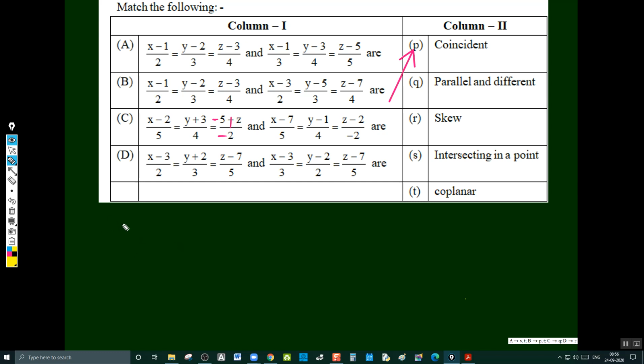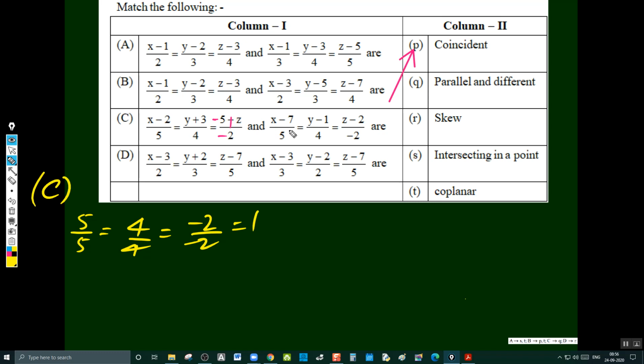So what is that here? I'm talking about question C here. 5 by 5 is equal to 4 by 4 is equal to minus 2 by minus 2 is equal to 1. So definitely they are parallel. No doubt in it. They are parallel.